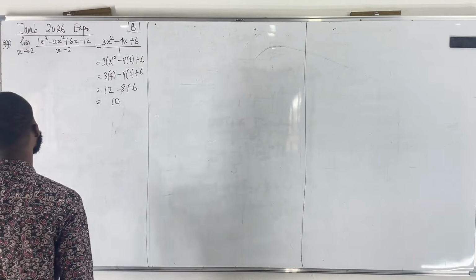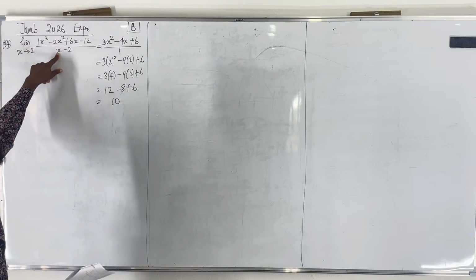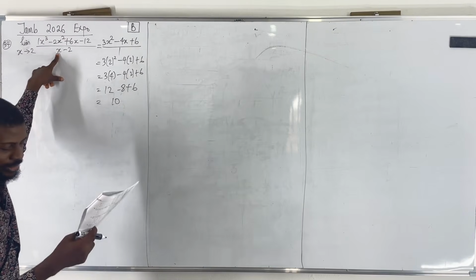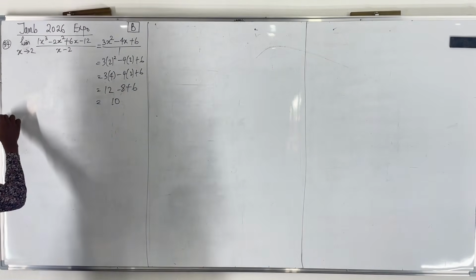The answer is 10. And then most persons will say, because here is 0, when you have something over 0, you now have an undefined expression. Then I come and say undefined or infinity. Please rest. The answer is 10. Question 35.